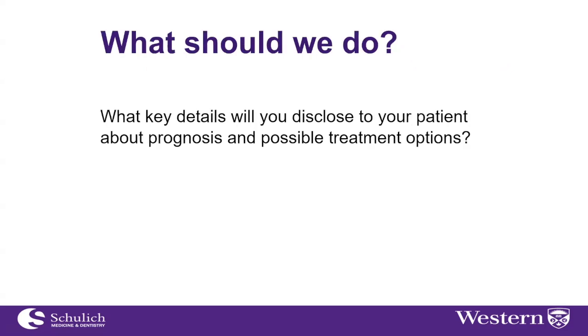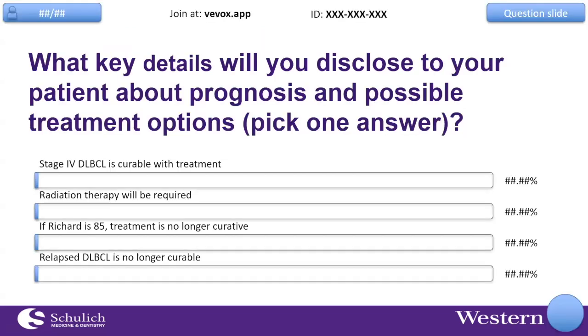And so what should we do? What key details will you disclose to your patient about prognosis and possible treatment options? Back to the app, your question is listed there and your answer options. Option A, stage 4 DLBCL is curable with treatment. Radiation therapy will be required. If Richard is 85, treatment is no longer curative. And relapsed DLBCL is no longer curable.